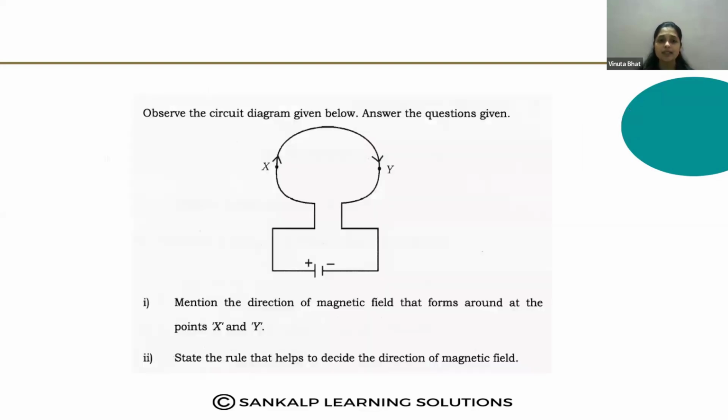Next question. Observe the circuit diagram given below and answer the questions. Mention the direction of the magnetic field that forms around the points X and Y. Then state the rule that helps to decide the direction of the magnetic field. So please note down this question. This question is from the model question paper, so you have to find out the answer for this question. Try to find out the answer.